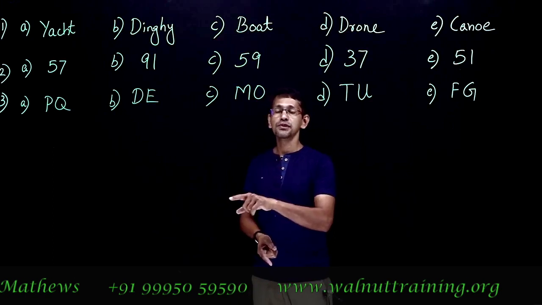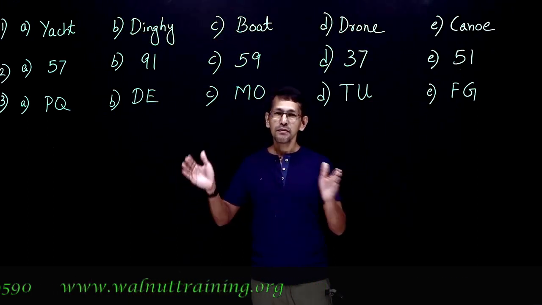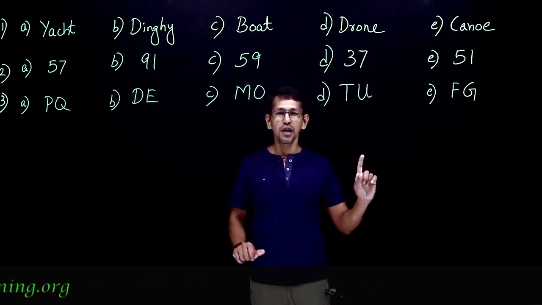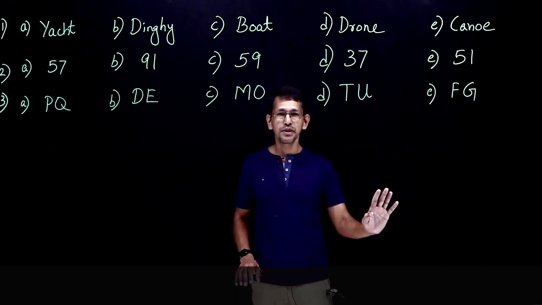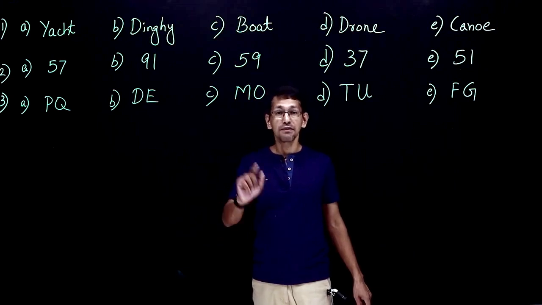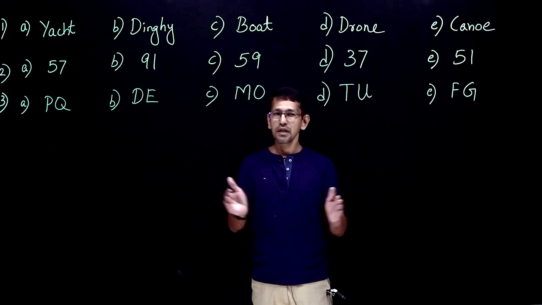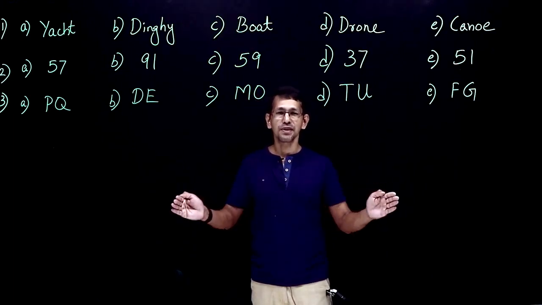When it comes to numbers, what's the basic level of classification for numbers? Odd numbers and even numbers. If we have four even numbers and one odd number, that would be different from the group. If we have four odd numbers and one even number, that even number would be different from the group as well. So odd and even would definitely be the first level of classification.